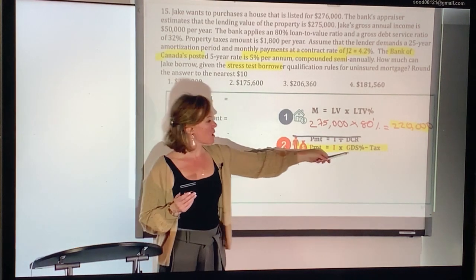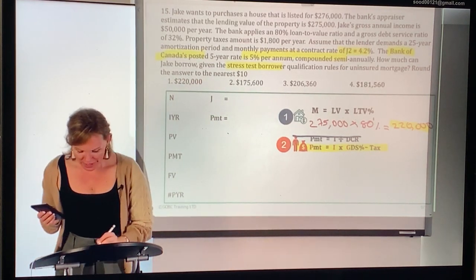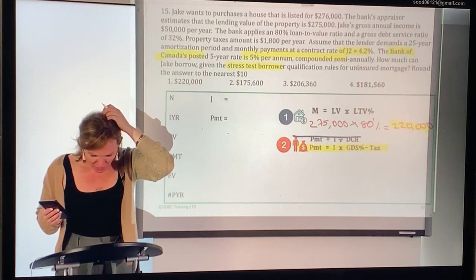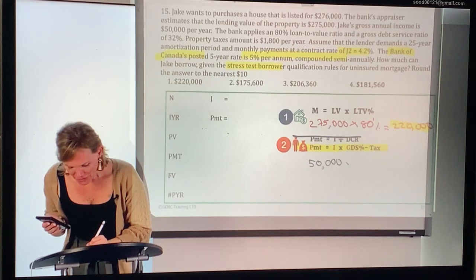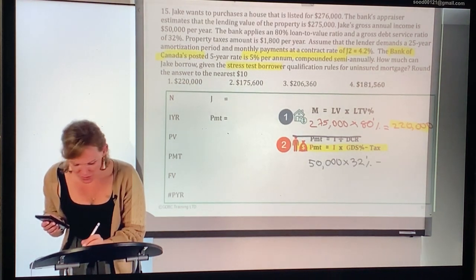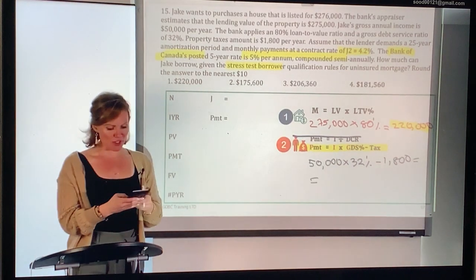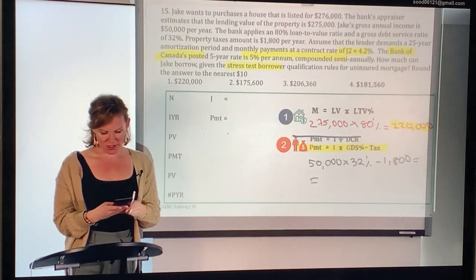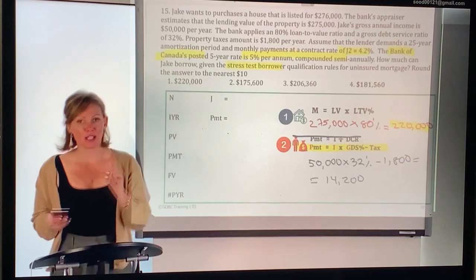So pull up your income, pull up your GDS. Let's find the payment first, okay? What's the income in the question? I see everything except the income. Oh yeah, 50,000, it's right here. So 50,000 is the income, times 32%, which is the GDS, minus the taxes, which is 1,800 per year. Everything is per year, so payment will come up as per year too. So do 50,000 times 32%, minus 1,800, it will come up to 14,200. That's your payment per year.